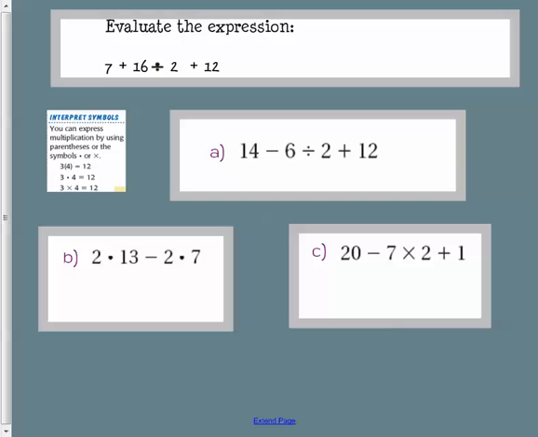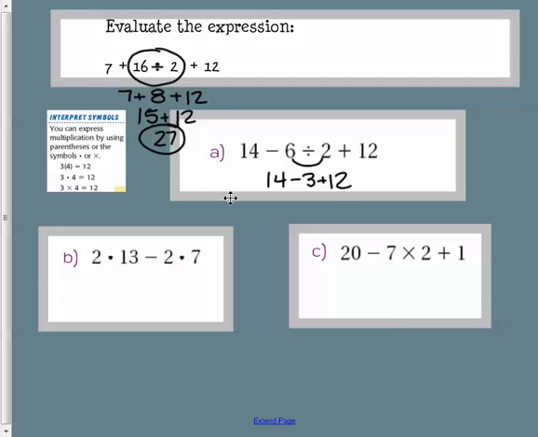So let's look at some examples. If I wanted to evaluate this expression, I would take 16 divided by 2 first and get 8. I would then bring down all my other work steps. 7 plus 8 gives you 15. Add 12, and that gives you 27. Go ahead and try these 3 for me, and I'll be back in just a second to show you what I did. All right, here we go.